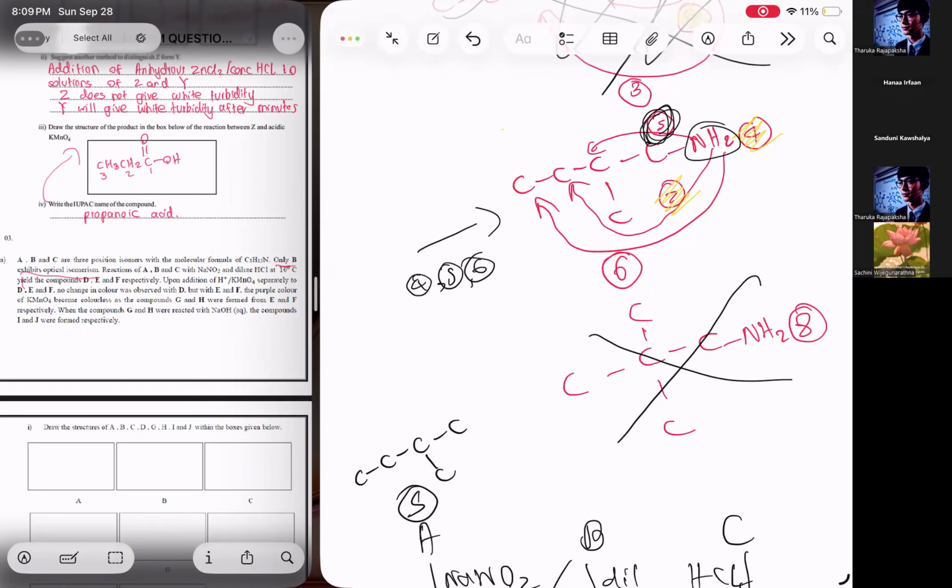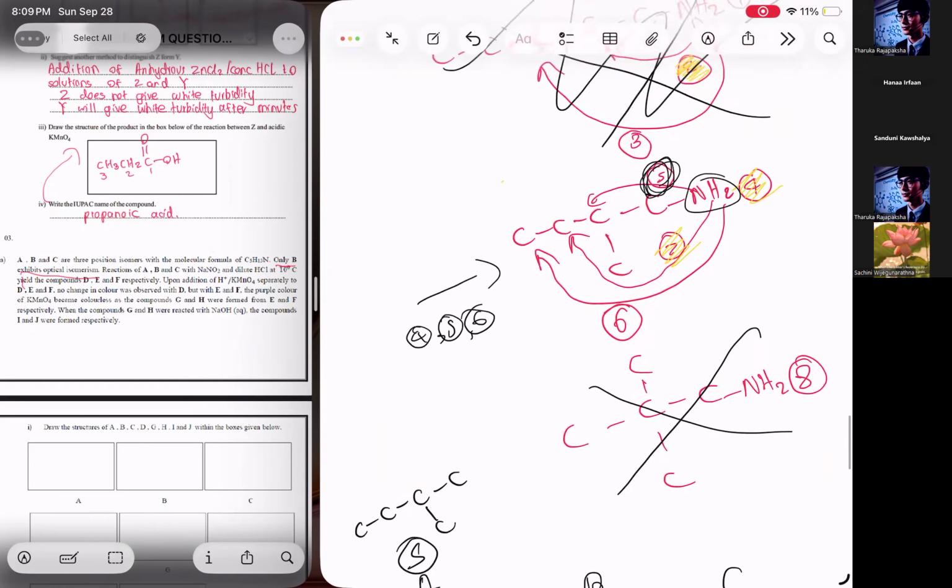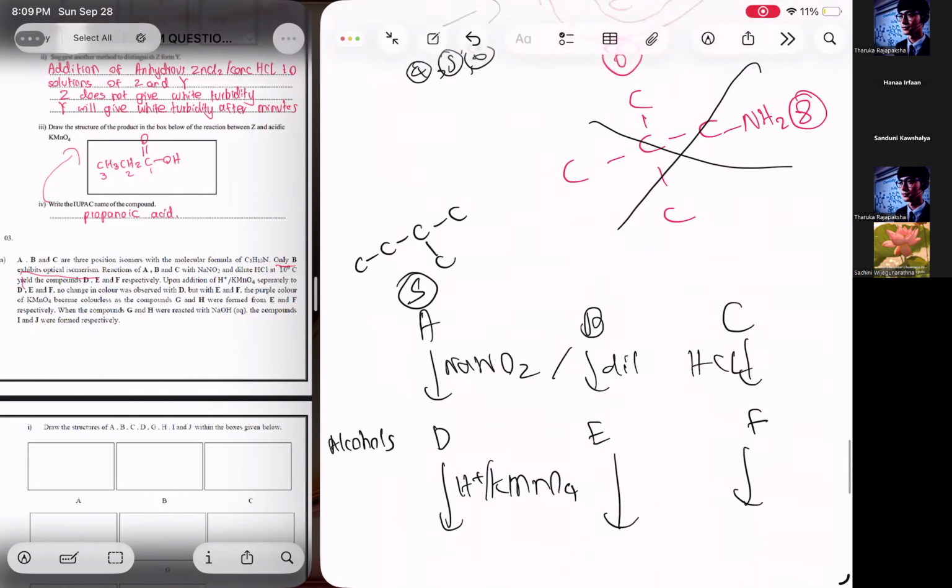So the fifth one is going to be that. Fifth one is going to be that. So the fifth one is A.